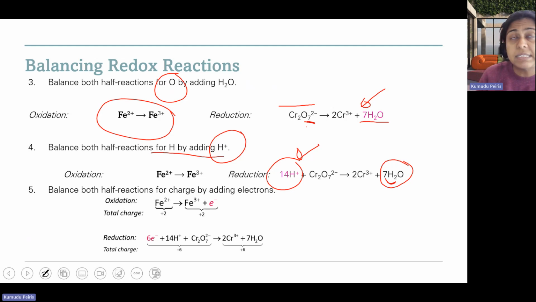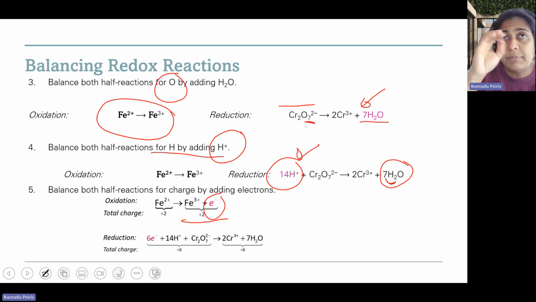Now we're going to balance their charge by adding electrons. In oxidation, by the definition, it should release electrons. Therefore, electrons should be added to the product side. So Fe2+ goes to Fe3+. The oxidation number was increased by 1 unit, therefore 1 electron should be added to the product side.